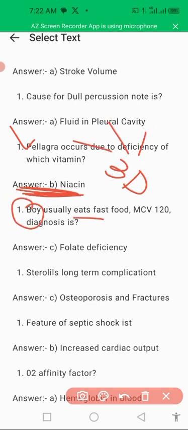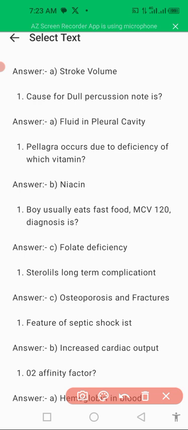A boy who eats fast food, MCV 120, the diagnosis will be folate deficiency, meaning vitamin B12 deficiency and folate deficiency result in megaloblastic anemia, and an MCV of 120 is indicative of megaloblastic anemia. Another is steroids long-term complication.